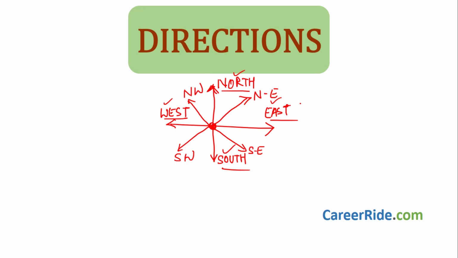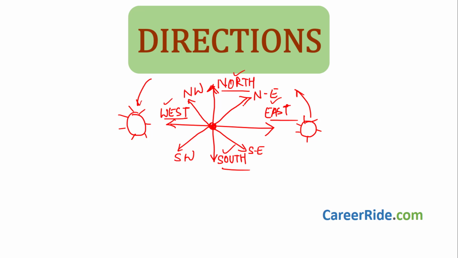Now moving to the second concept, we know that the sun rises in the east and the sun sets in the west. This is common knowledge, but we need to remember this. Why? Because many times in exams they might say that the person starts walking towards sunrise or towards sunset. That means that the person is walking towards east or west. So now we have learned the 8 directions.